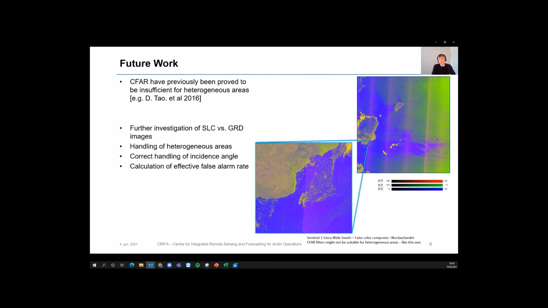In the future, we'd like to investigate the relationship between iceberg detection rates in single look complex and ground range detected images more thoroughly in order to figure out which format is most suitable for iceberg detection. We also need to investigate how to properly handle heterogeneous areas with a lot of icebergs, maybe using alternative methods such as segmentation. For the extra wide swath images, we need to consider the varying incidence angle and noise levels as seen in the rightmost image here, which might affect the detection accuracy.